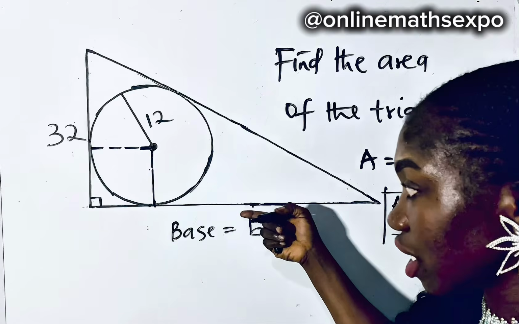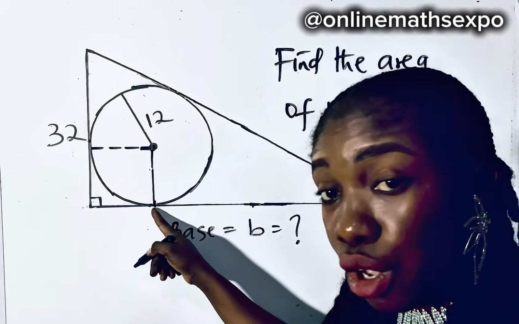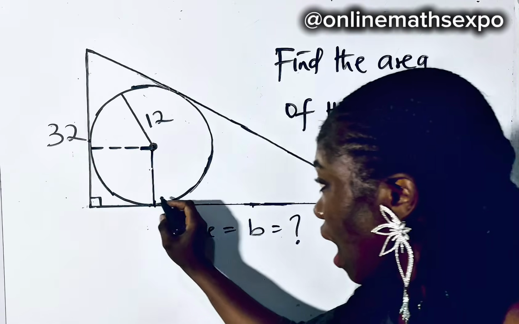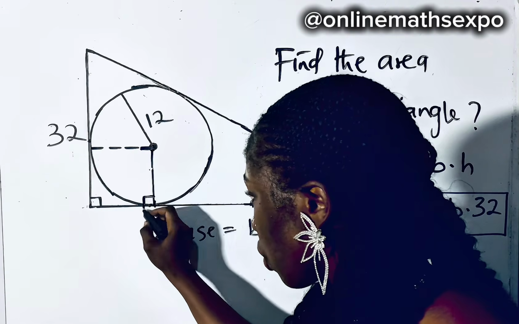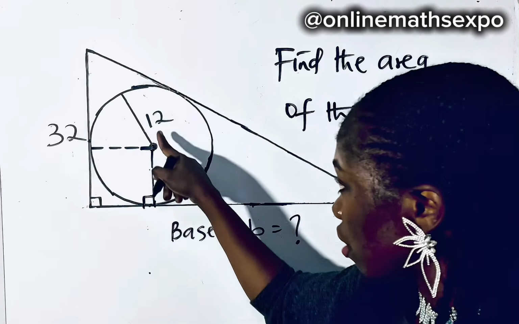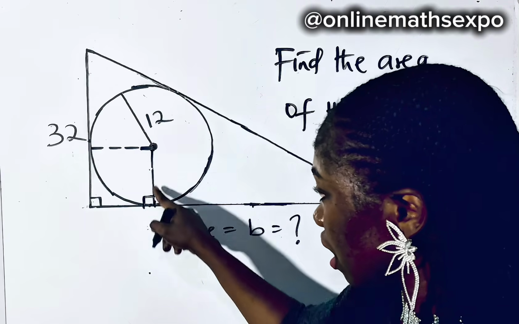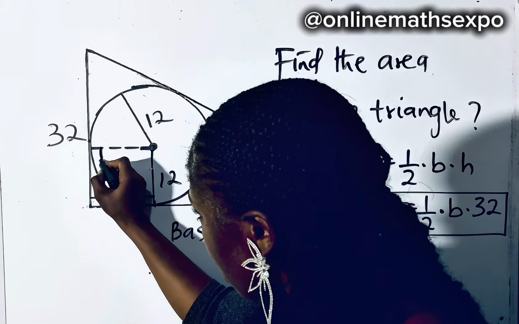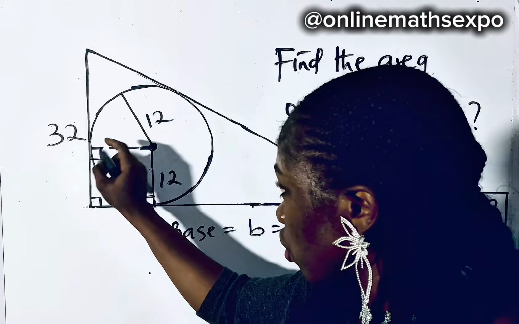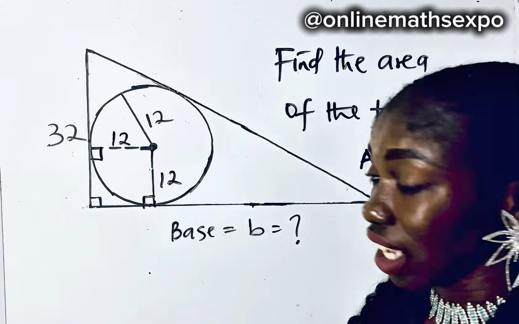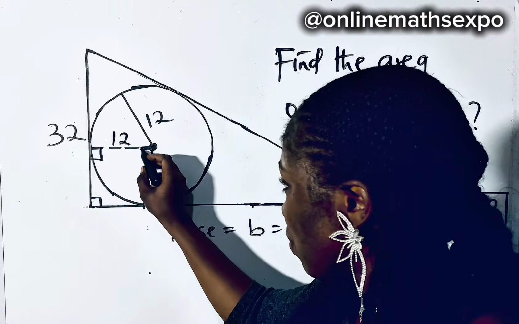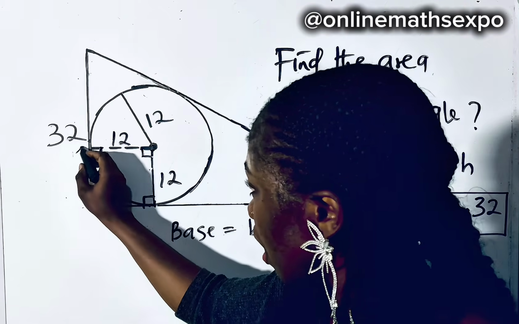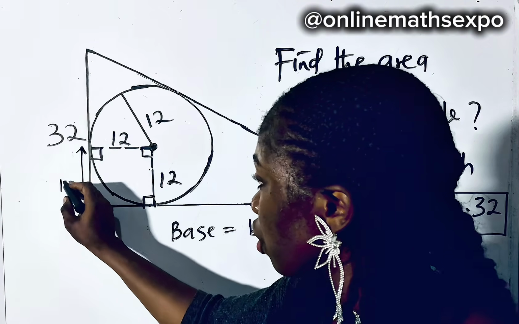If this is a tangent line and this is your radius, remember that the radius is perpendicular to the tangent at the point of tangency. So at this point it makes angle 90. And if from here to here is 12, automatically this length is also 12. And this one also makes a right angle here. From here to here is also the same, 12. And you observe that this has formed a square because this remaining angle is also 90. So if from here to here is 12, this length will also measure 12 units.